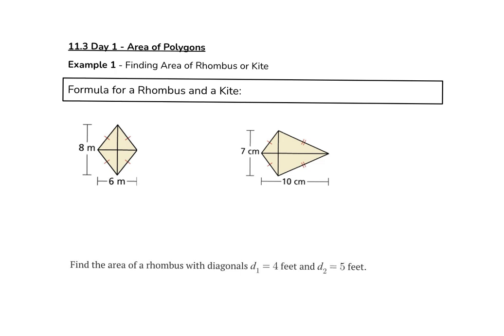We also talked about the circumference of a circle. We talked about the area of a sector. And we talked about the circumference and the length of a circle, length of an arc. Today, we're going to, first of all, talk about the rhombus and the kite formula. Find the area of it.